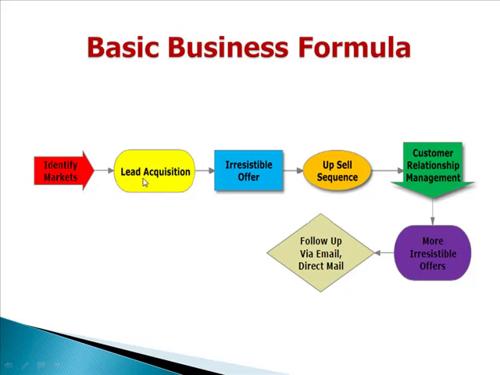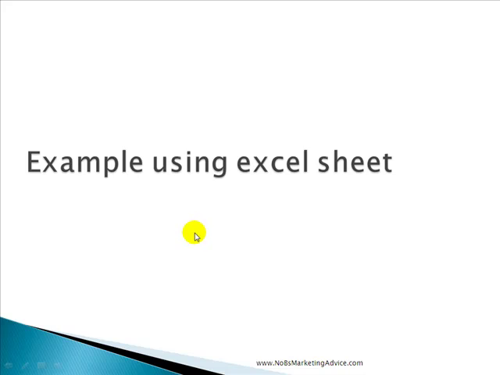This is pretty much any business. Remember, identify markets, lead acquisition, which is just lead generation and getting customers, irresistible offer, which you can also call the front end sale, point of purchase, whatever you want to call it, the upsell sequence, which comes right after, right when someone's buying, customer relationship management, which is basically selling the past customers, selling more irresistible offers, and then just follow up like we talked about, follow up via email, direct mail, phone calls if you want, whatever. So let's hop over to Excel, and I'll show you exactly, kind of give you some numbers, and you can see this a little better.